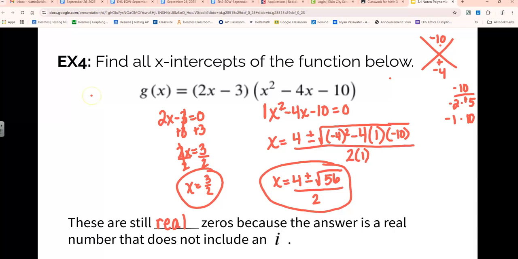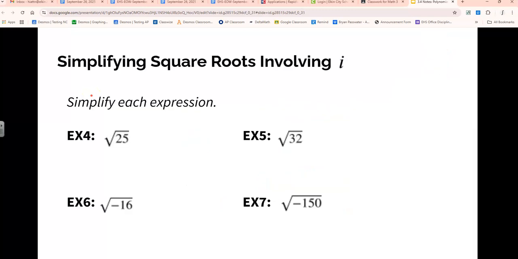Okay, so let's keep moving on a little bit. We need to do just a little bit of review of simplifying square roots here, because we may see that on some of the problems that we run into. So for example 4, this should be a very simple one for us.